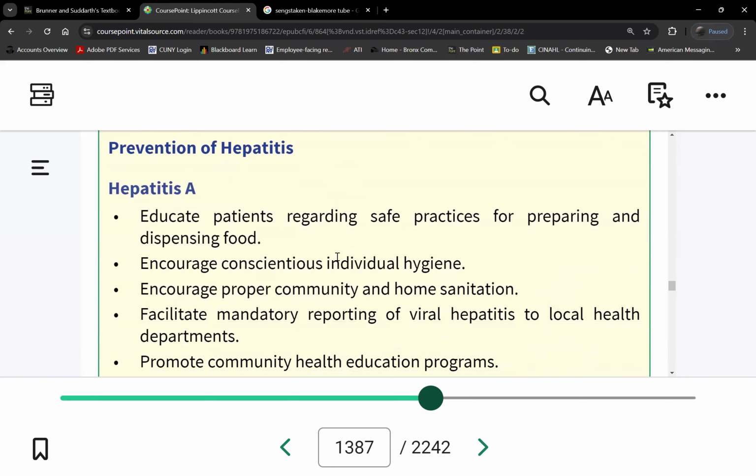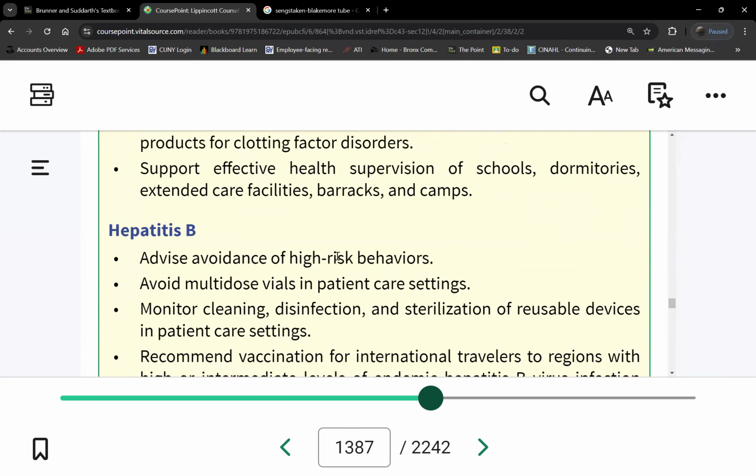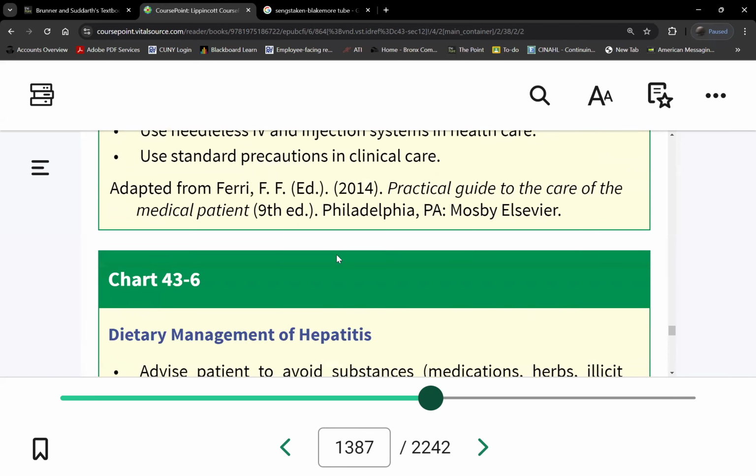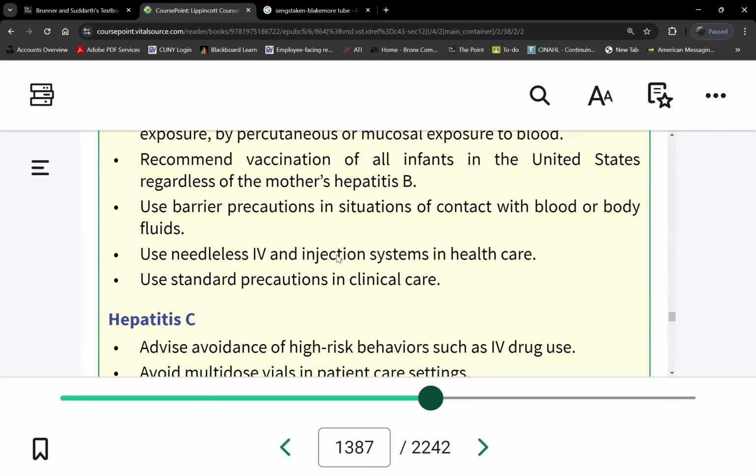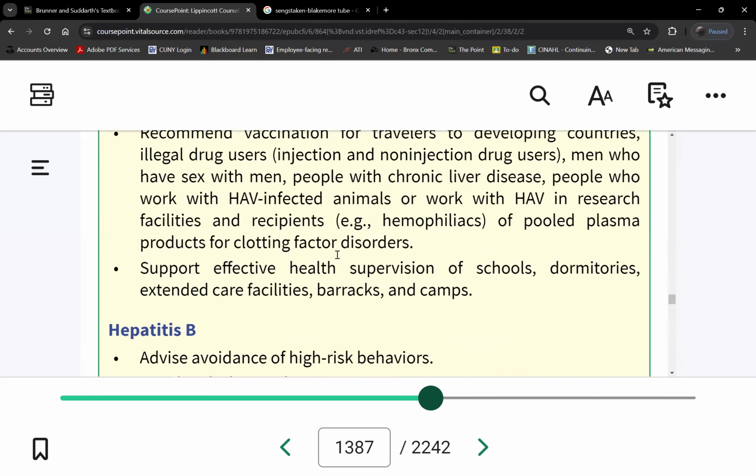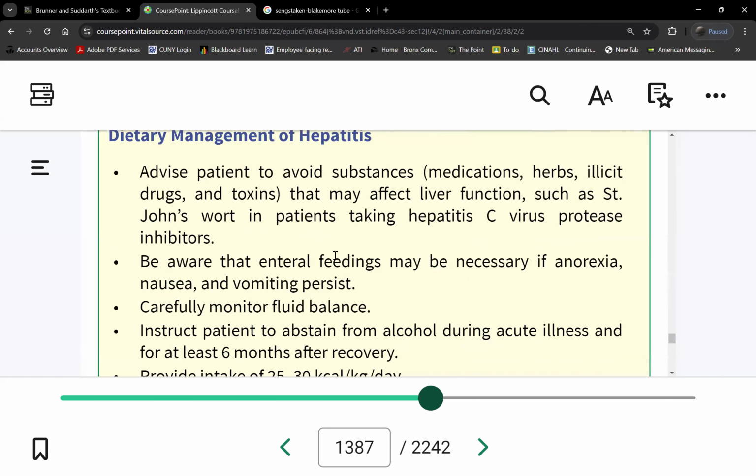So here's your teaching: A, B, C. All right. Again, I won't read it for you, so go page by page with this.